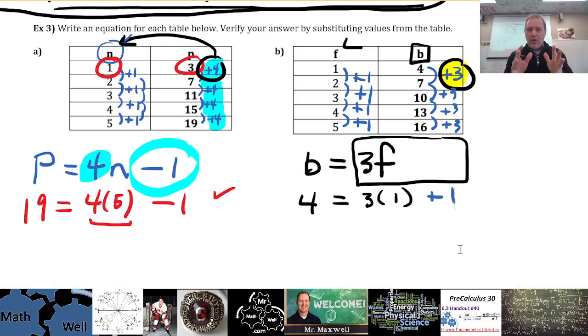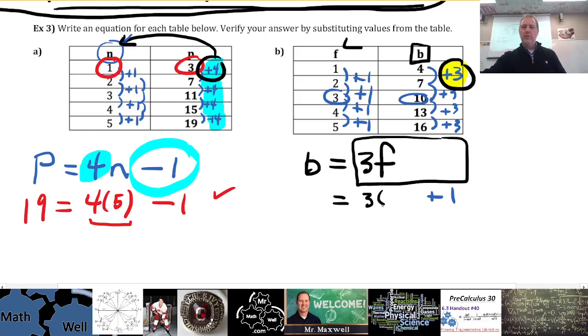Okay, so I've got 3F. Oh, I've made an adjustment plus 1. So 3 plus 1 is 4. Let's test some other points there. I'm going to pick 3 and 10. Okay, so 3 times 3, and then I got 10 over here. So does 3 times 3 plus 1 equal 10? Yeah. Oh, that's good. Let's try one more, just to be sure.